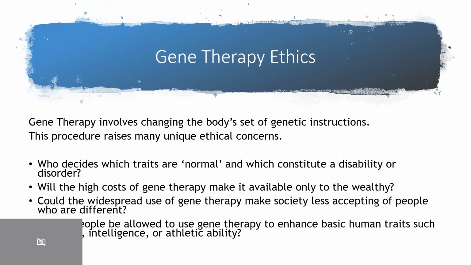So lastly, gene therapy. This involves changing the body's set of genetic instructions and raises many unique ethical concerns. Who decides what is normal and what is a disability or a disorder? Will the high costs of gene therapy make it available only to wealthy people, and then that would impact our social class? Could the widespread use of gene therapy make society less accepting of people who are different? And should people be allowed to use gene therapy to enhance basic human traits such as high intelligence or athletic ability? So gene therapy raises quite a lot of ethical concerns.